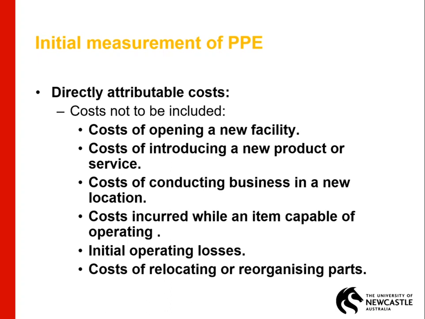Once again, the cost of introducing a new product or service, which includes things such as advertising and promotional costs, are not to be included; they are to be expensed. Costs of conducting a business in a new location or with a new class of customer, and costs of staff training associated with this. There is no change in the asset's ability to operate, so they're not allowable either. Nor are general admin and overhead costs.